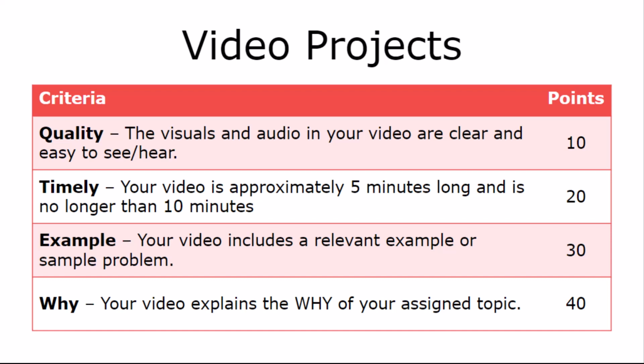And then the last criteria is the most important one. This is the one that is worth the most points. And that is that your video explains the why of your assigned topic. So if your topic is a formula, like in this case, you need to explain why that formula describes whatever it's supposed to describe. So in this case, when I went through and I showed how you can find the area of the two different squares, and I showed that because those two squares are equal and their areas are equal, that proves the Pythagorean theorem formula. That's how you would explain the why of the Pythagorean theorem.